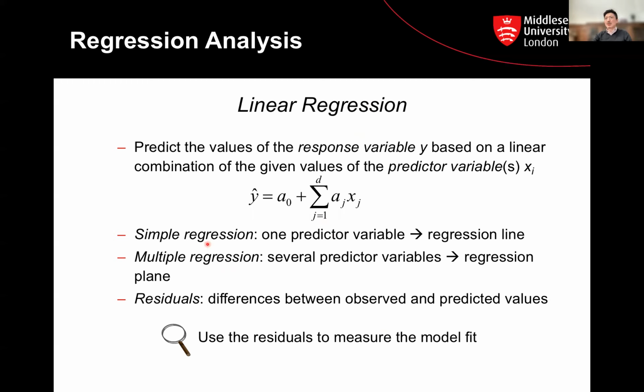And you can have simple regression, which uses only one variable. So you're going to use just X to predict Y. Or you can have multiple regression, so you have multiple X's, in this case X1 to XD, D different variables to predict Y. So that's multiple regression.